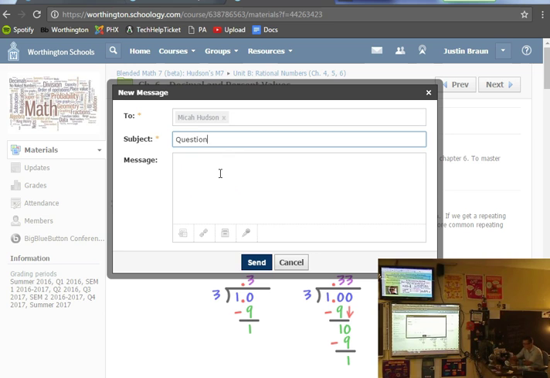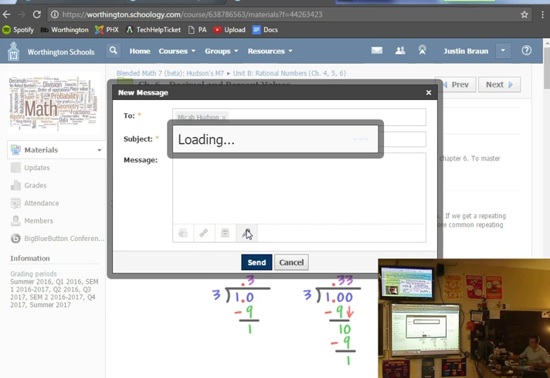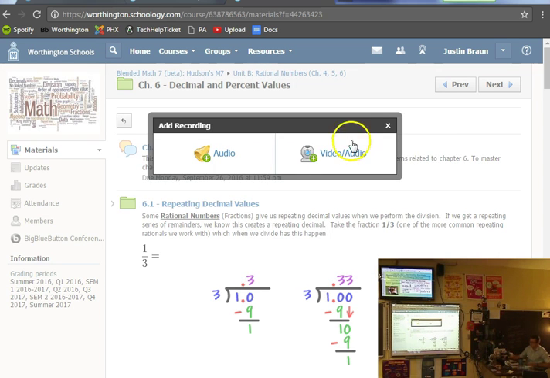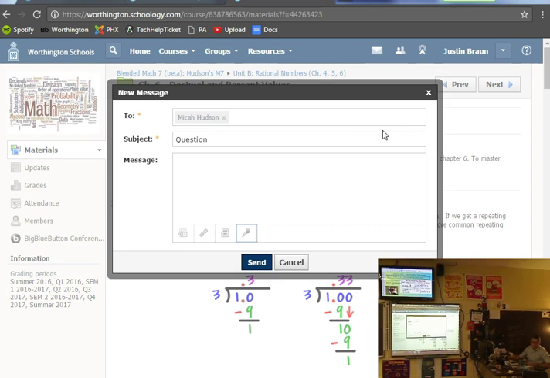You could just say question, and then, if you don't want to type a message, you can just record and say, "Hey, I'm really struggling on this question from the homework. It's this one," whatever. You could write it out and show it to the camera, whatnot.